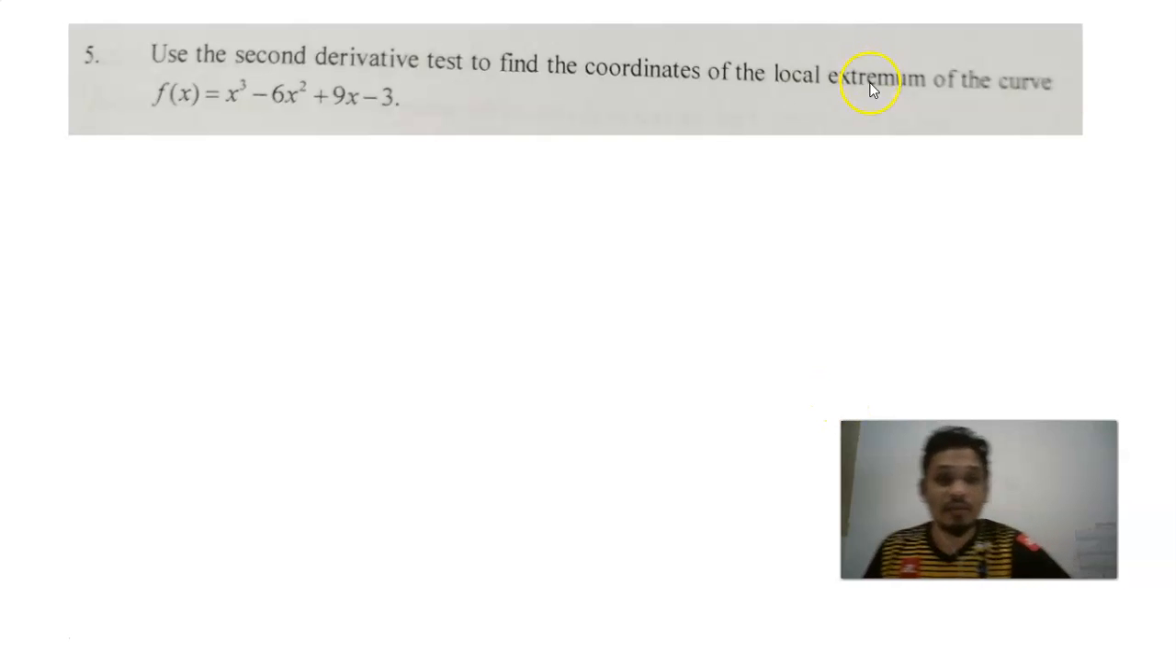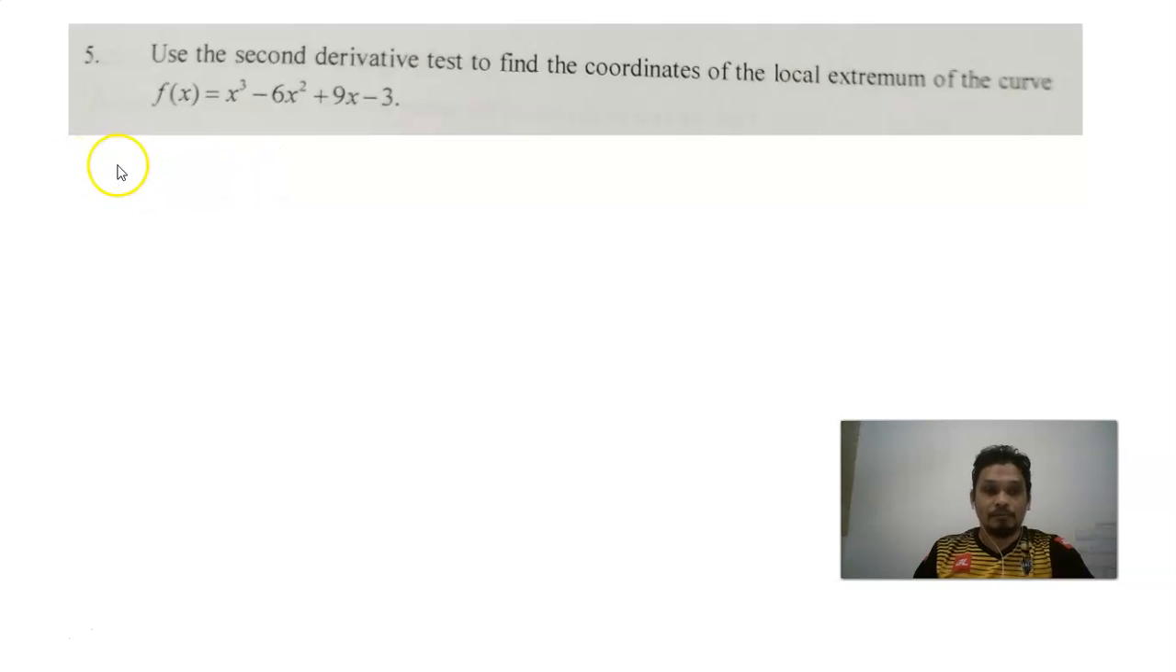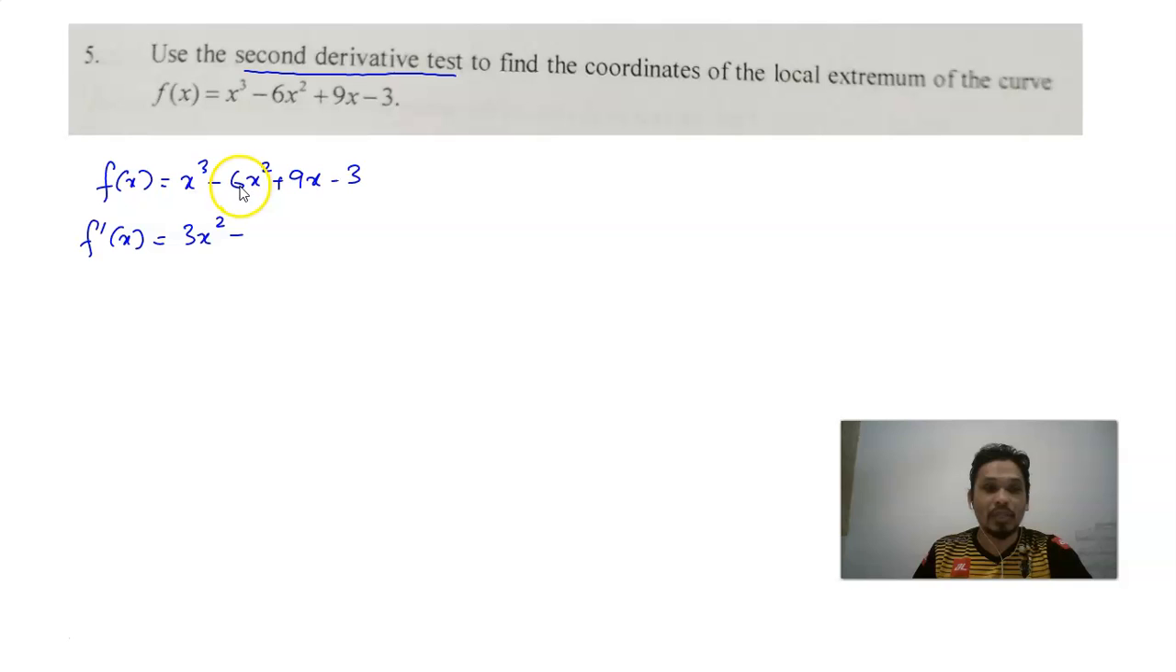Use the second derivative test to find the coordinates of the local extrema of the curve f(x) equals x cubed minus 6x squared plus 9x minus 3. Using the second derivative test means we are going to differentiate this function twice. So f prime of x equals 3x squared minus 12x plus 9. Then f double prime of x, the second derivative, equals 6x minus 12.